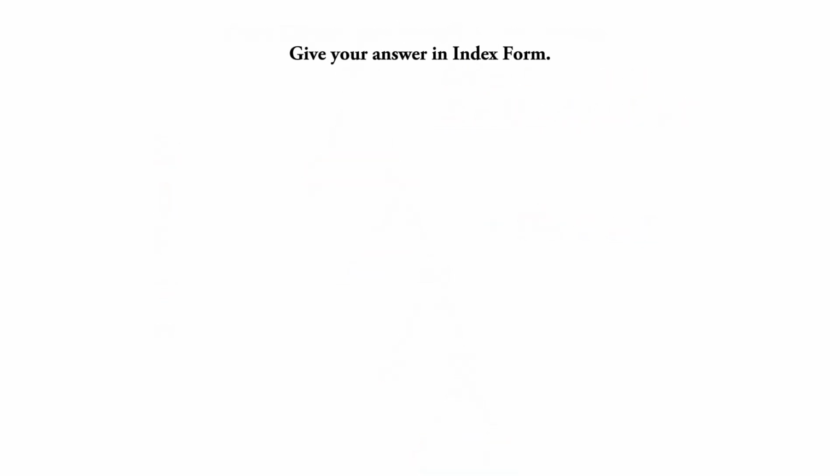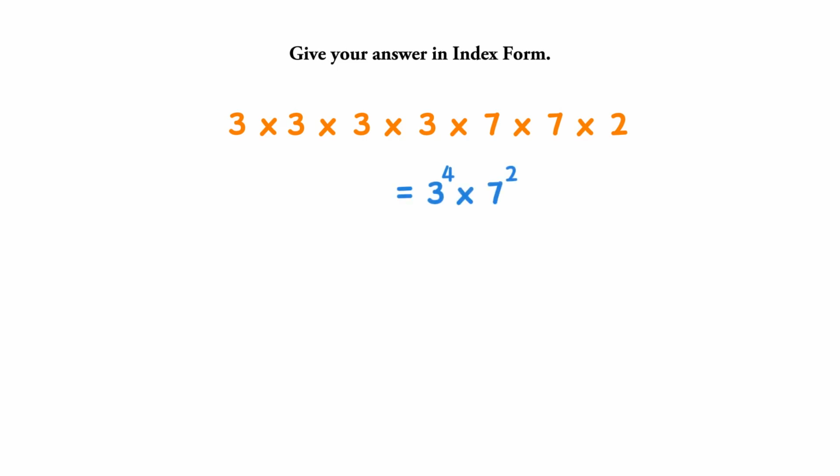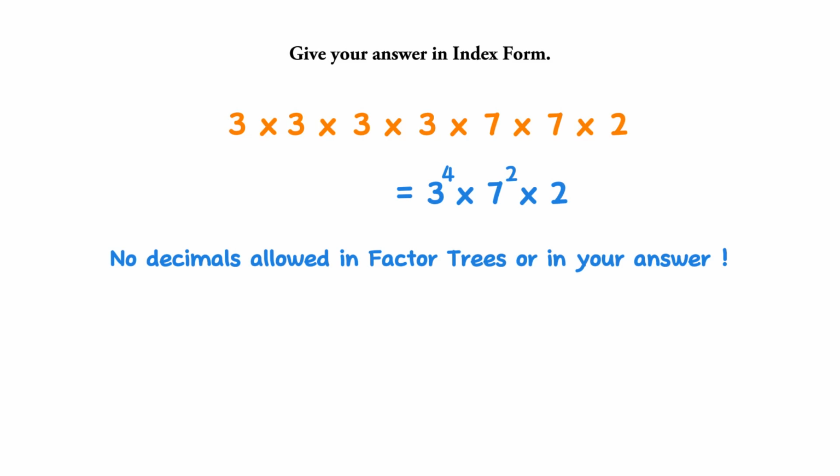Let's say we had some random numbers, which are 3 times 3 times 3 times 3 times 7 times 7 times 2, which we would then rephrase as 3 to the power of 4 times 7 to the power of 2 times 2, which would be considered as index form or index notation. I'd also like to point out that you cannot have any decimals when it comes to factor trees, this being the same rule for index form.